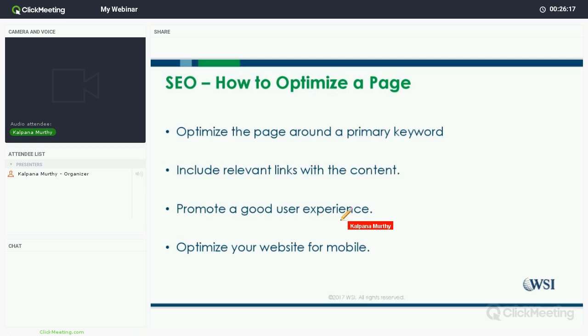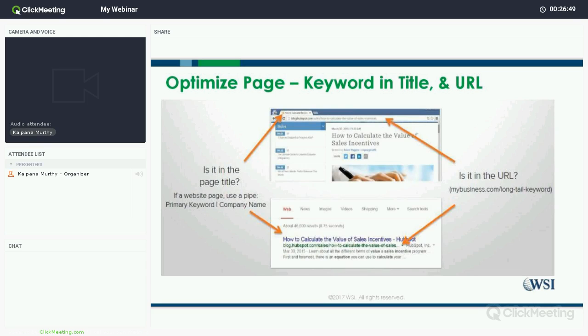And promote a good user experience, meaning, write content in a good readable format. Don't write long paragraphs, write them in bullets, in a more readable format, because people don't read content on the website like they read a book. They just browse through it, and it should be quick, and they should be able to understand the benefits of it, at a high level, the summary of what you're talking about. And of course, optimize your website for mobile. This is critical for your content marketing as well.